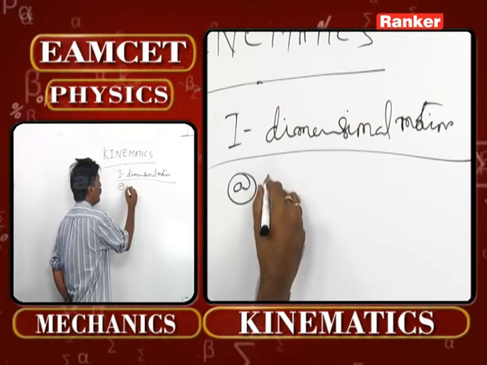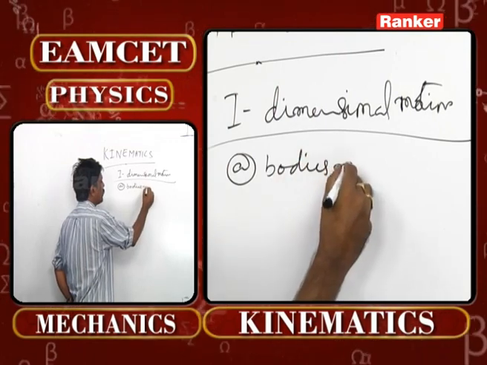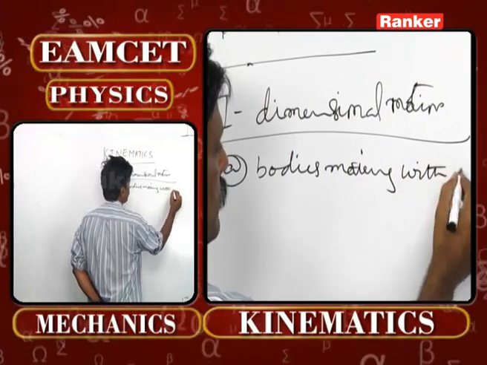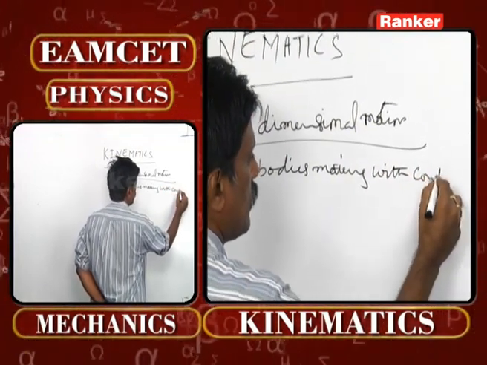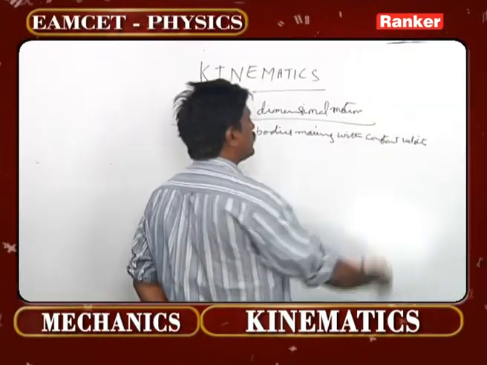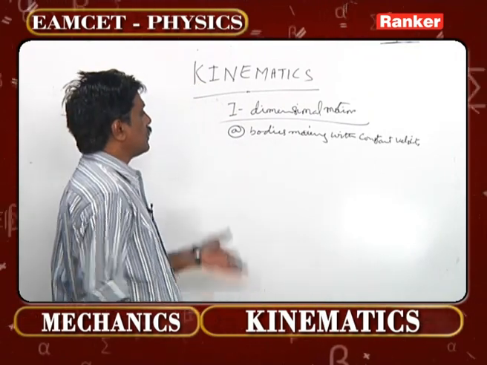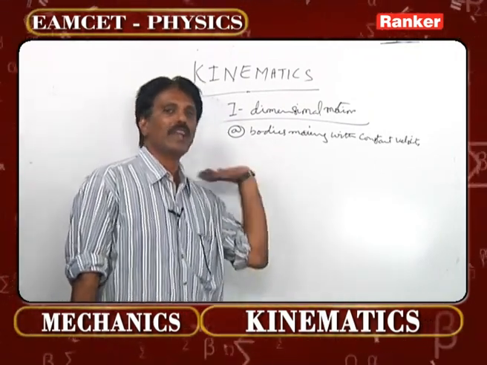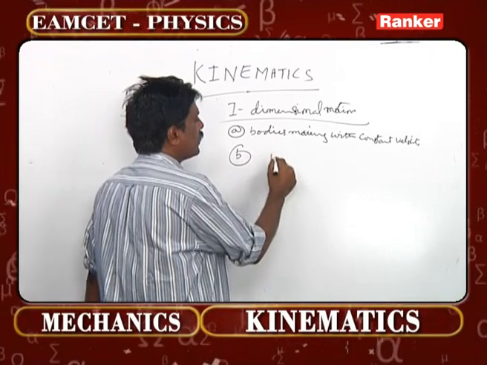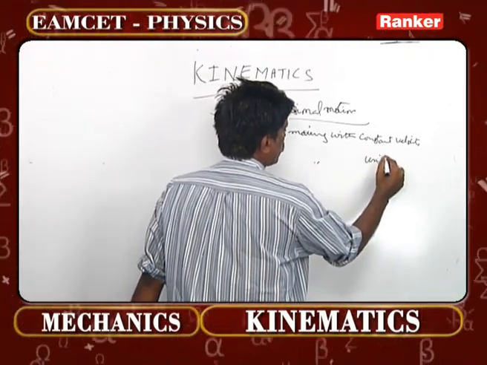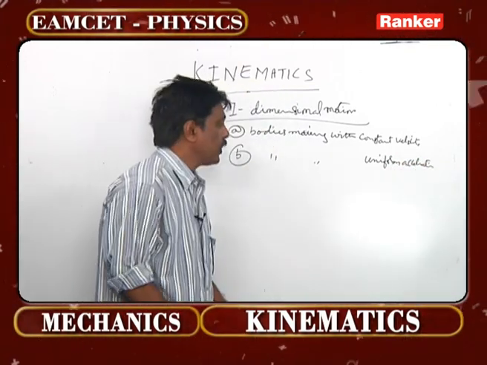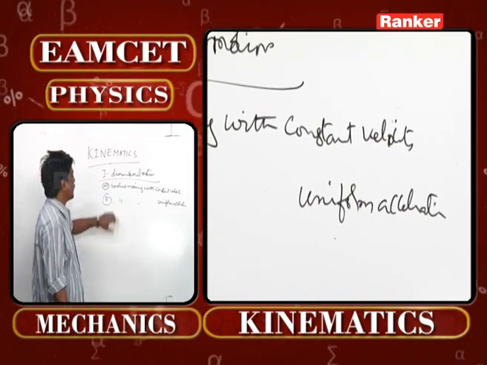A, bodies moving with uniform velocity, with constant velocity. Constant velocity means their velocity will not change with time, they won't have any acceleration. So that is one kind of motion. The second kind of motion is bodies moving with uniform acceleration. These are the main aspects in this one-dimensional motion.